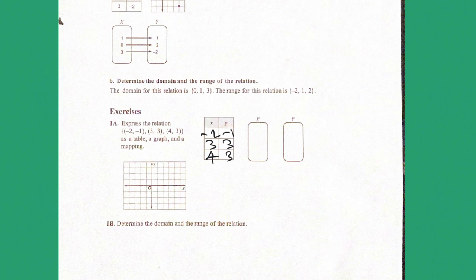Mapping: list your X values on the left, -2, 3, and 4. You only need to list the Y values one time. So we've got -1 and 3, and then draw your arrows accordingly. -2 to -1, 3 to 3, 4 to 3.